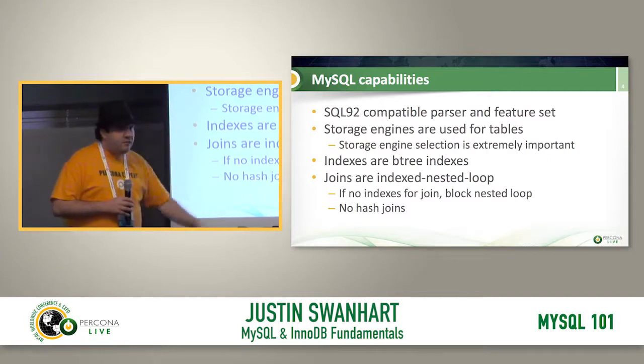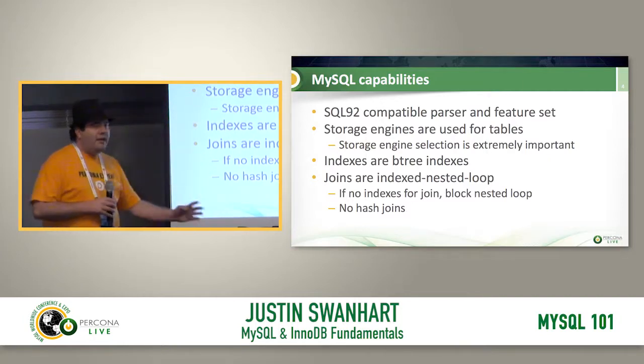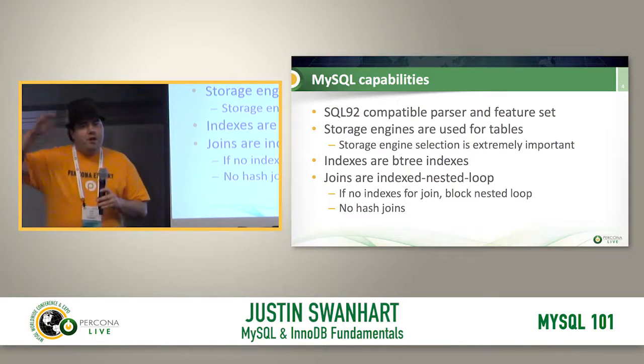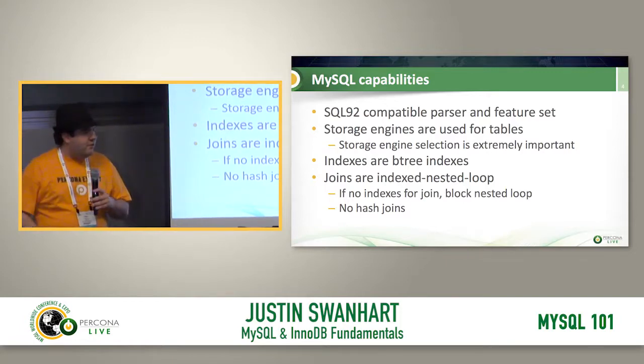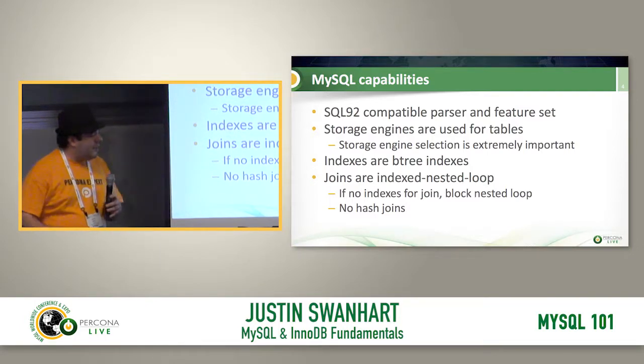If you don't have indexes for a join, it's going to do what's called block nested loop. So it fills a buffer up, it iterates over the table, comparing each one of the rows to each row in the buffer. Then it fills another buffer up and runs through the table again and again. So it's very similar to a traditional hash join. It does not perform well. So you want to make sure that you have indexes to support your joins.